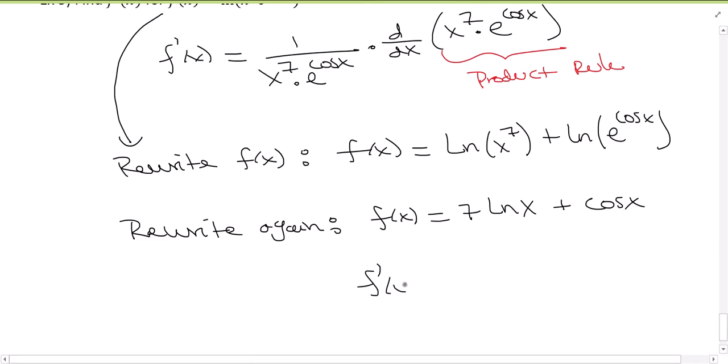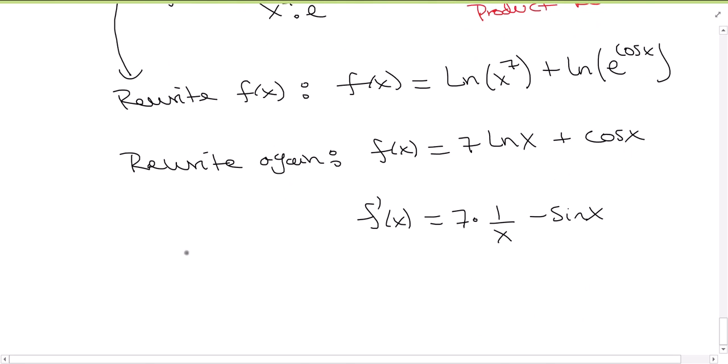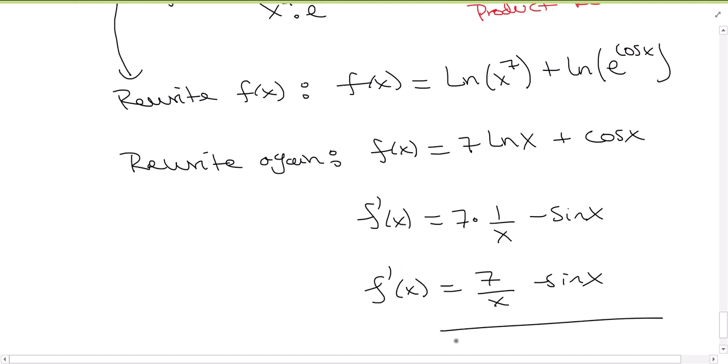So f prime of x will be 7 times the derivative of natural log of x, which is 1 over x, plus the derivative of cosine x, which is negative sine x. And so that will be our derivative. So 7 over x minus sine x, and you can just leave it like that. If you want to get a common denominator, that's fine. Write that over 1 and then do x over x, but you don't have to.